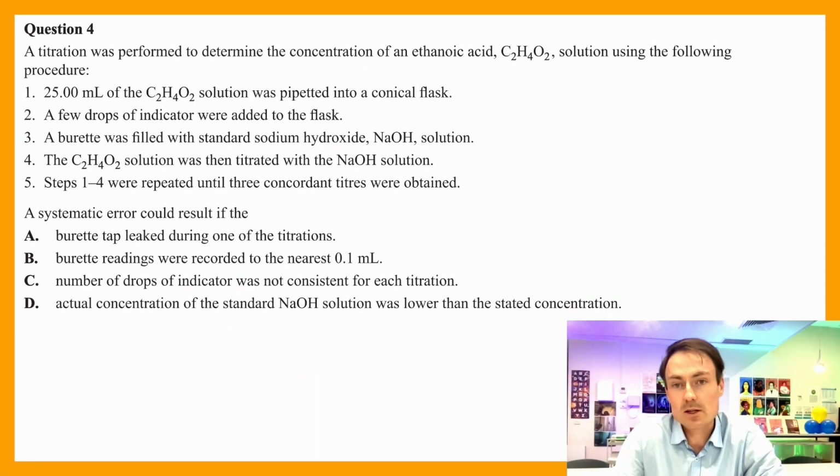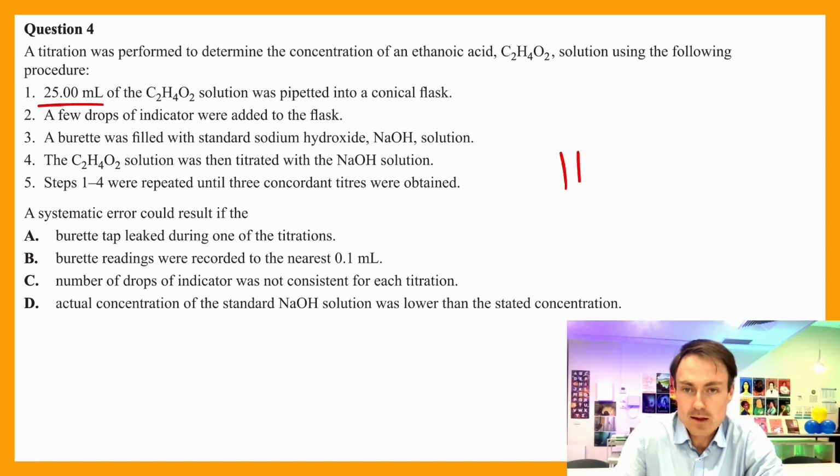Titration was performed to determine the concentration of some ethanoic acid. They did the following steps. 25 mL of this ethanoic acid solution was pipetted in. So I'm going to put C2H4O2, that's the acid there.